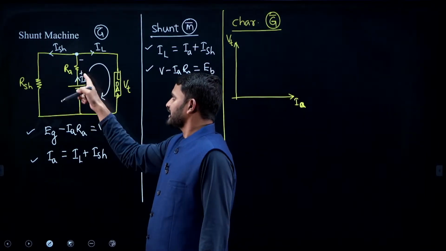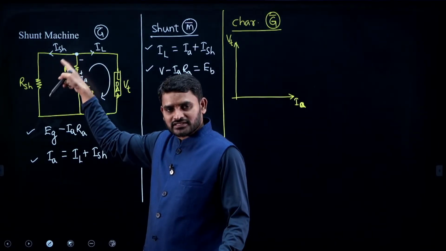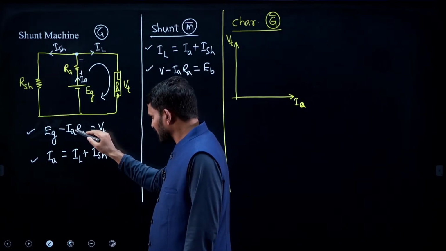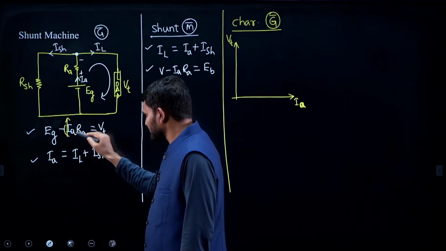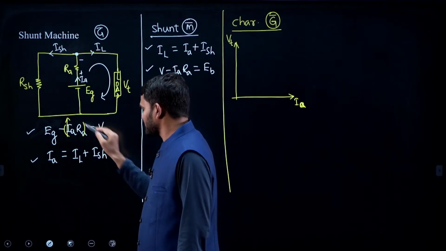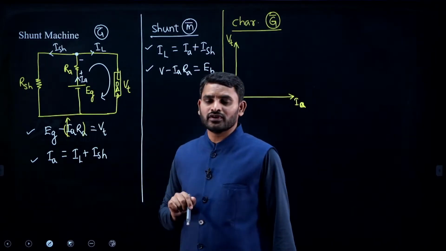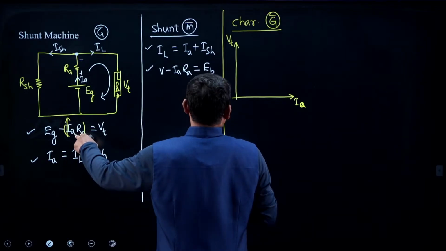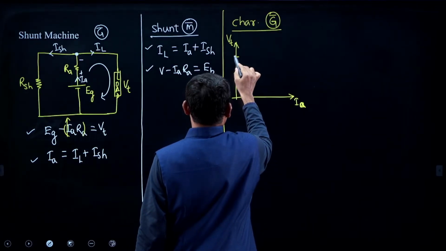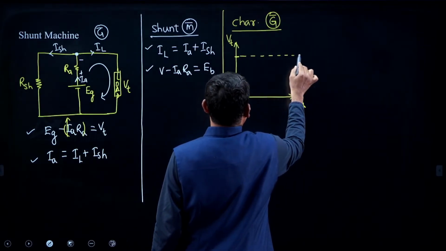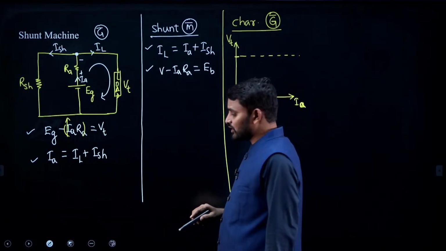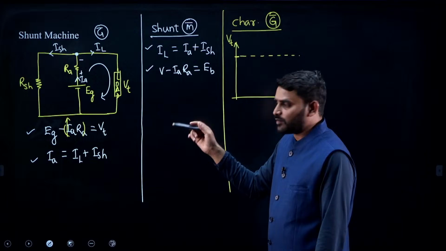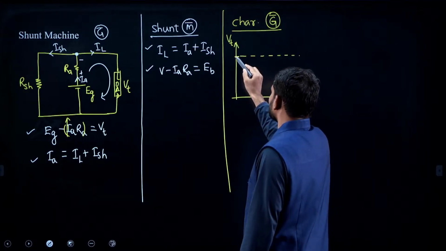If armature current increases, the resistance drop in the armature also increases. If the resistance drop increases, the terminal voltage is going to fall. So, under no load, the armature current is approximately minimum, and the no load characteristic looks like this. Now, during load condition, as the current increases, the drop is increasing. If the drop increases, terminal voltage slightly falls.